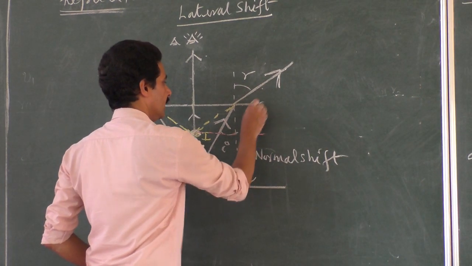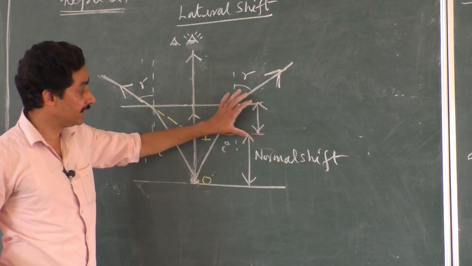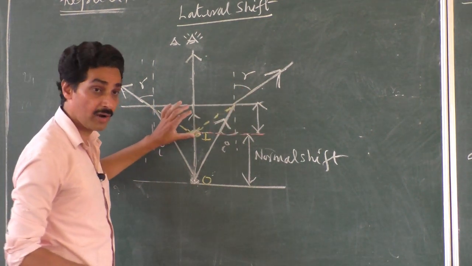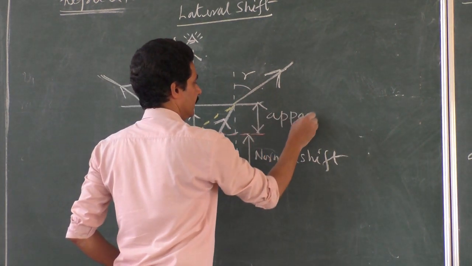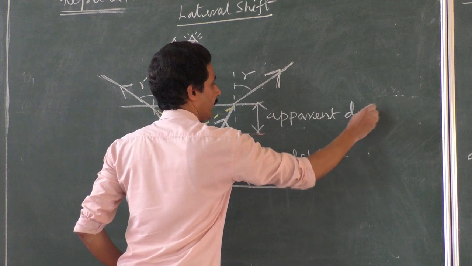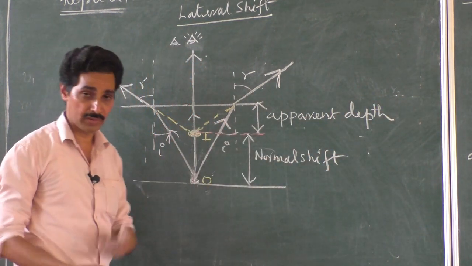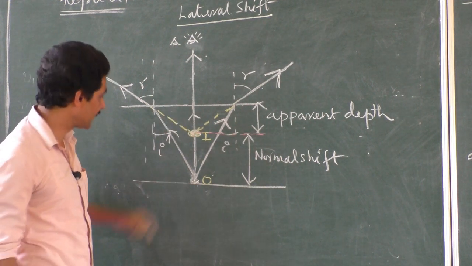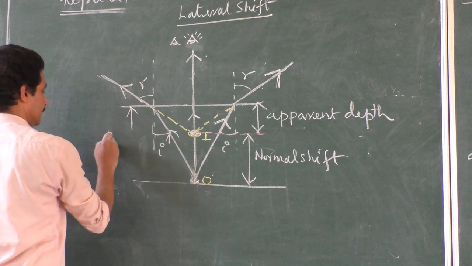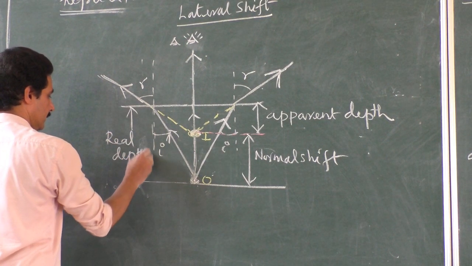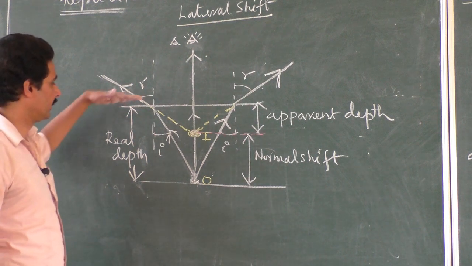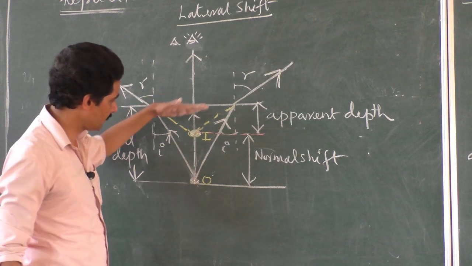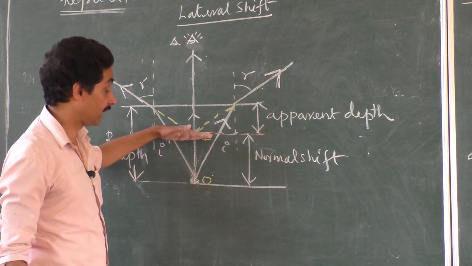Sir, can we indicate this depth by anything? This is the depth at which we see the object, but it is not real. So apparent depth. Please keep on writing this. Apparent depth is the depth at which we can see. Of course, no definition is required here. At which depth it is seen, apparent depth. At what depth it is really situated, real depth. So real depth is from the actual surface to the actual position. Apparent depth is from the surface to the seen position, where it appears to be.